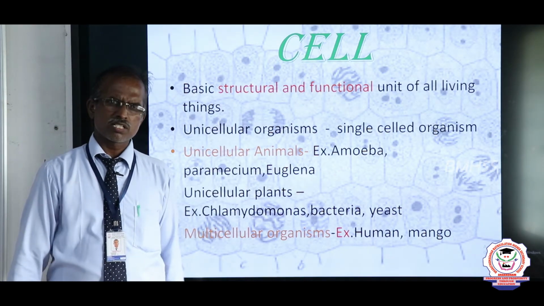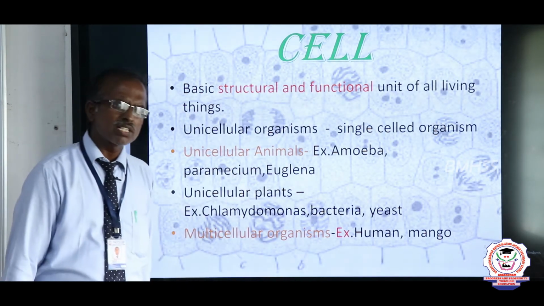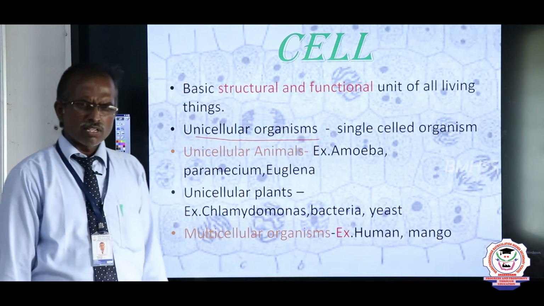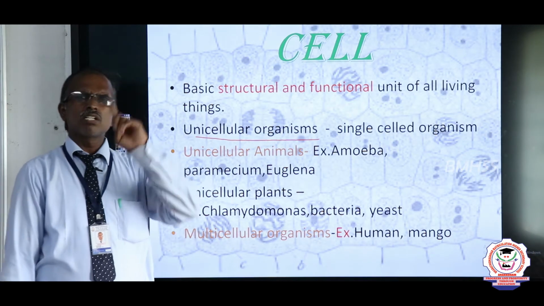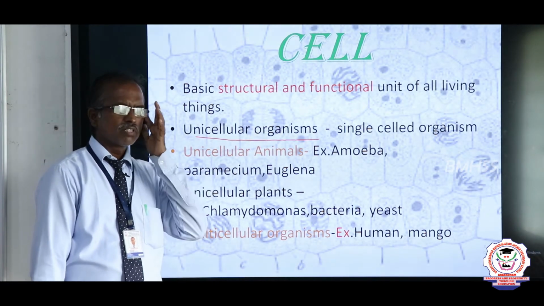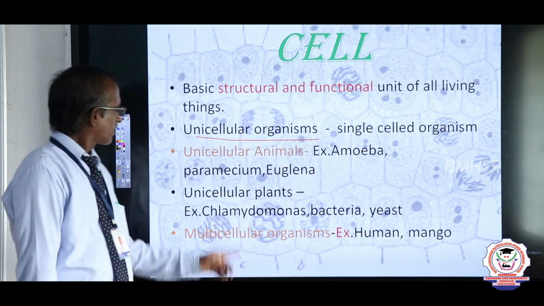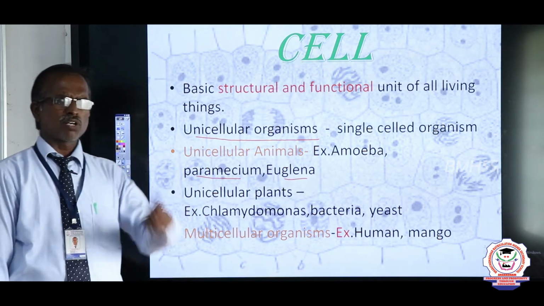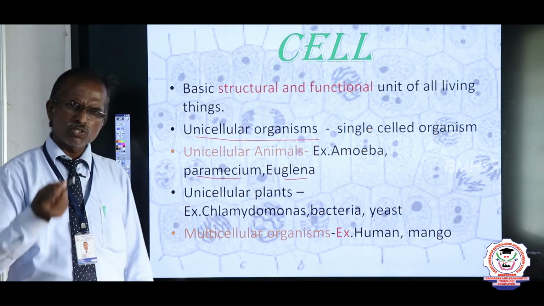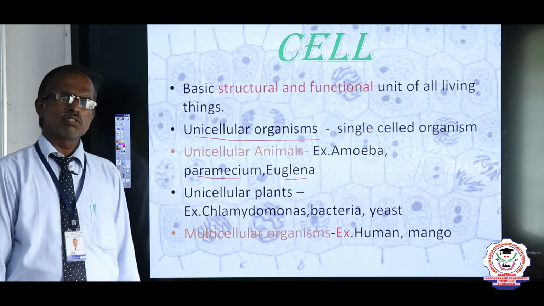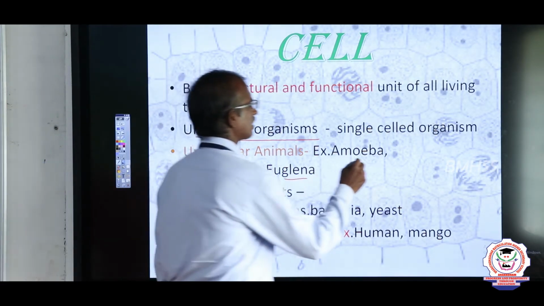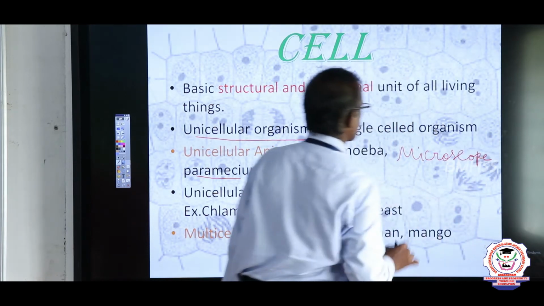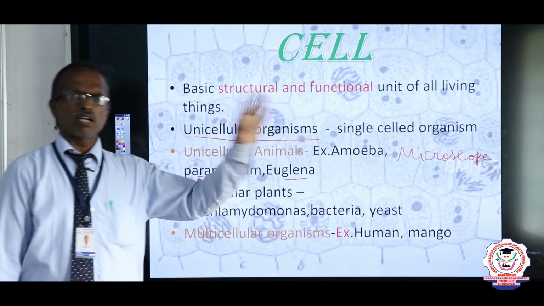Based upon the number of cells, organisms are categorized into two main divisions. One, unicellular organisms. Living organisms made up of a single cell are called unicellular organisms, like amoeba, paramecium, euglena. These organisms are made up of only one cell. These structures are very minute. We need an instrument to observe them, which we call a microscope. Such organisms are called microscopic organisms.